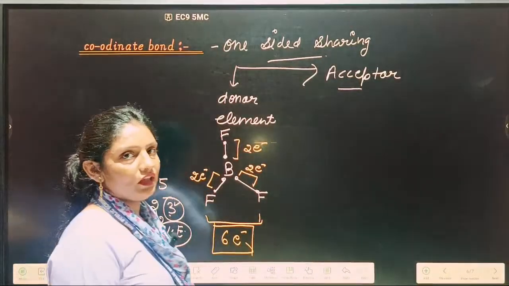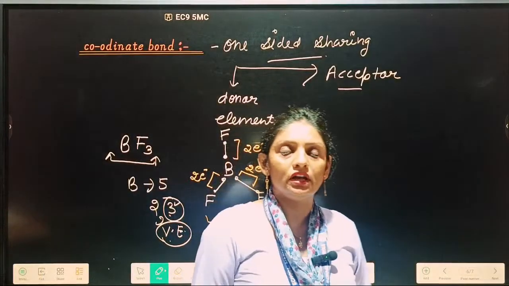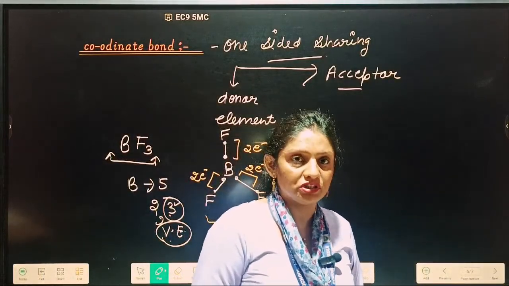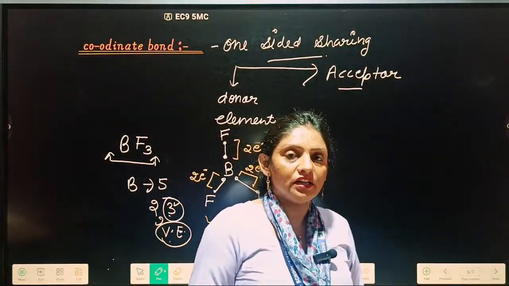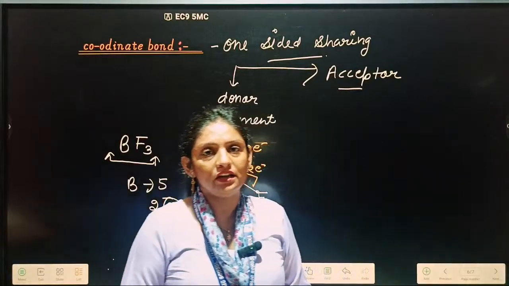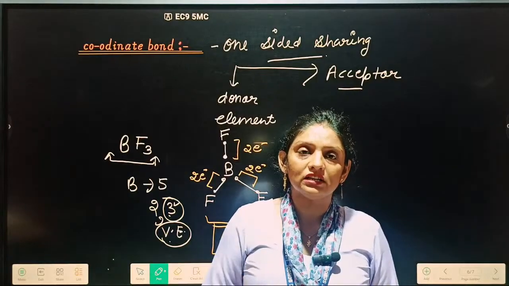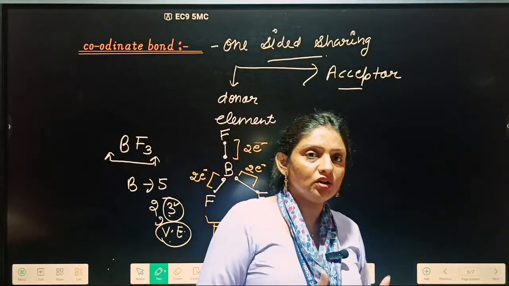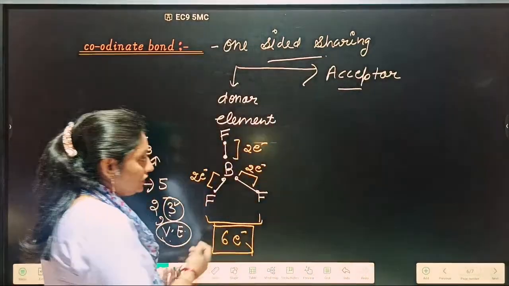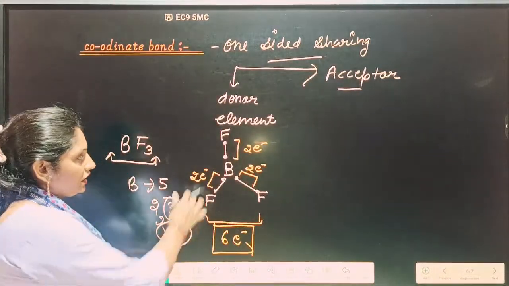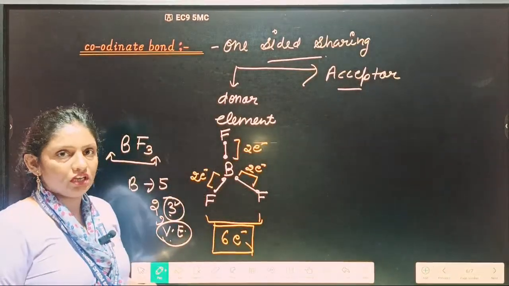But you know very well, according to the octet rule, there should be 8 electrons in the outermost shell. If there are not, then either the element will lose electrons, or gain electrons, or share electrons. But after sharing also, it has only 6 electrons, which means its octet is not completed till now.